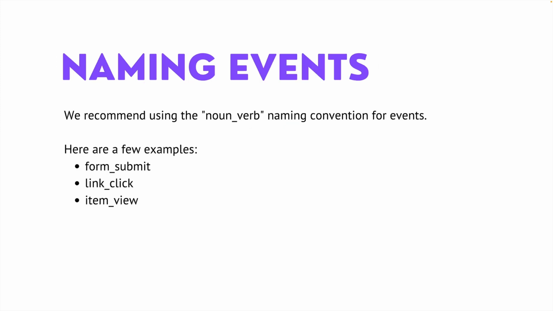So let's talk about naming events again. We are using the noun verb naming convention. You don't have to, but it makes sense. And here are a few examples. form_submit, link_click, item_view. Note that we're using the underscore here. And this will make sense for a lot of things and make things easier for you when working in the reports in Google Analytics.